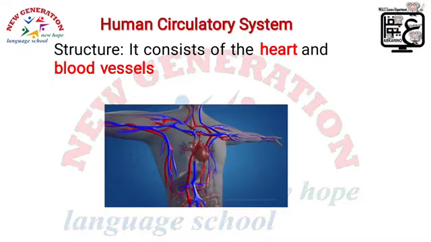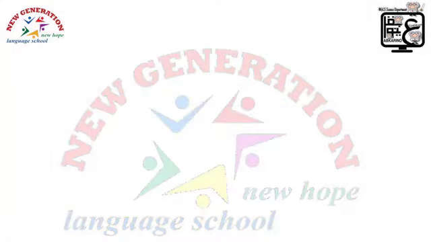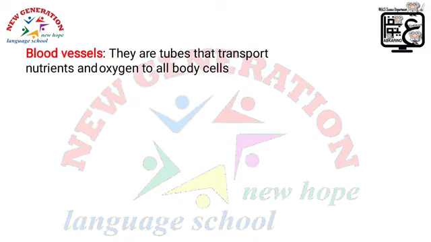Human circulatory system. The structure. It consists of the heart and the blood vessels. Blood vessels are tubes that transport nutrients and oxygen to all body cells.